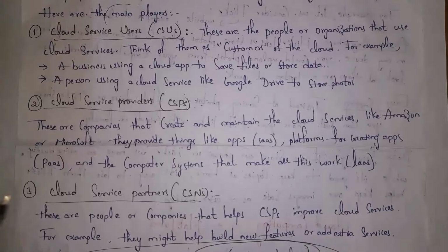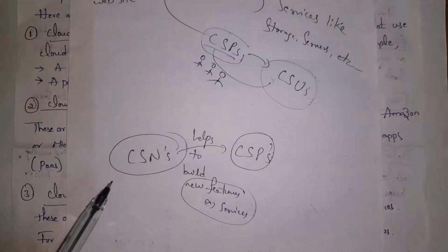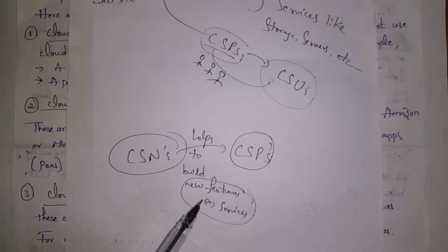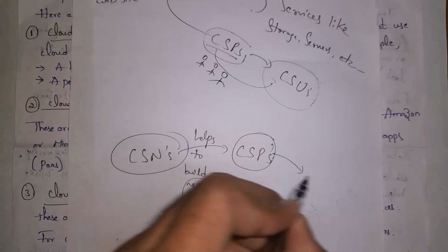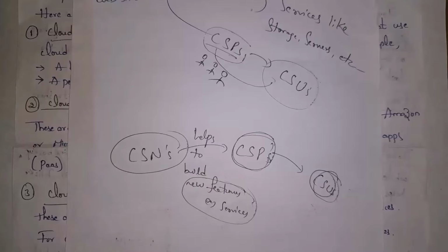And the third one is cloud service partners. Shortly we call them CSNs. These are people or companies that help cloud service providers improve their cloud services. For example, they might help build new features or add extra services. Guys, cloud service partners will help cloud service providers build new features or services. And these cloud service providers will provide services to cloud service users. So these are the three main players in the cloud ecosystem.